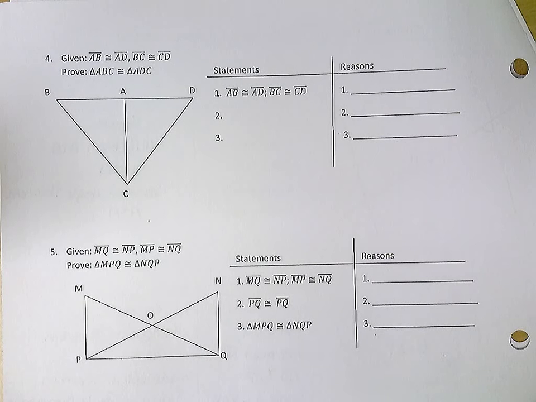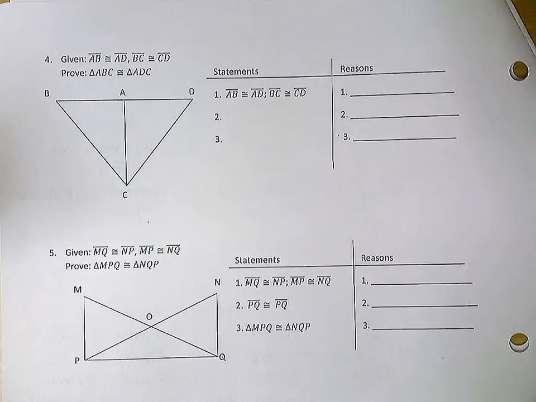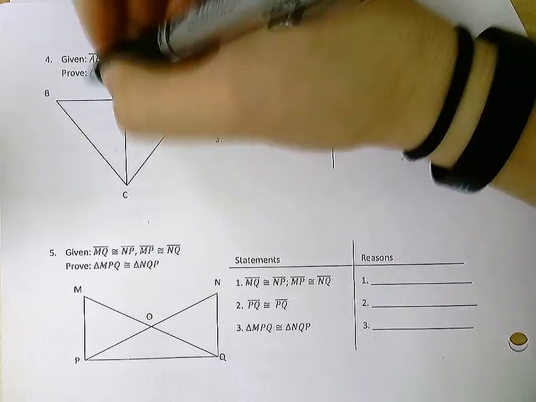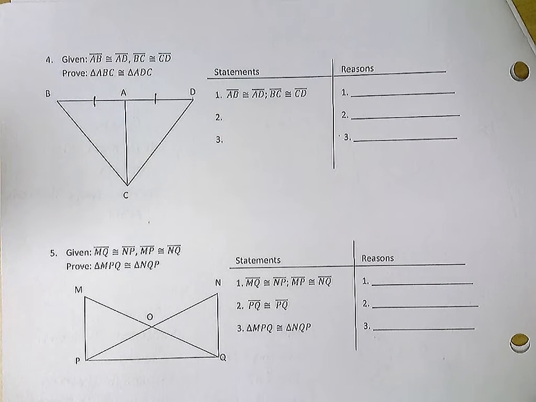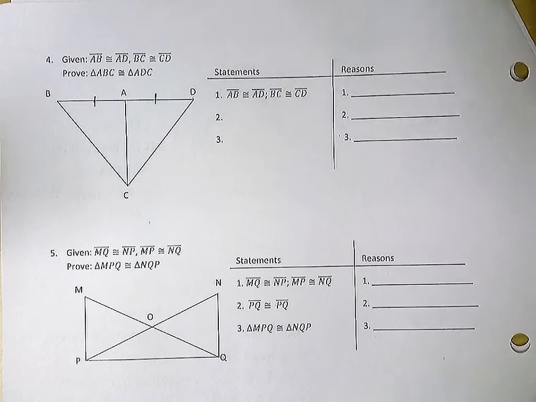So again, first thing you want to do is look at your given and label your picture. So here, I have segment AB is congruent to segment AD. Okay, so AB and AD. Label those segments congruent to each other. Same thing with BC and CD.